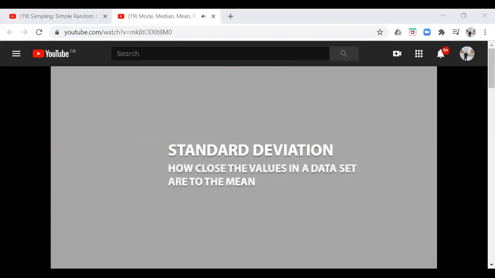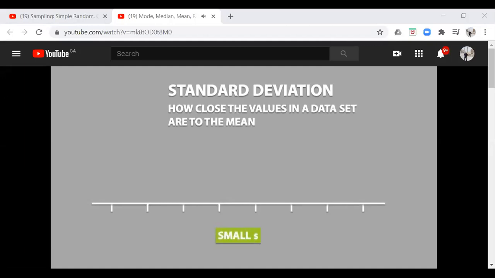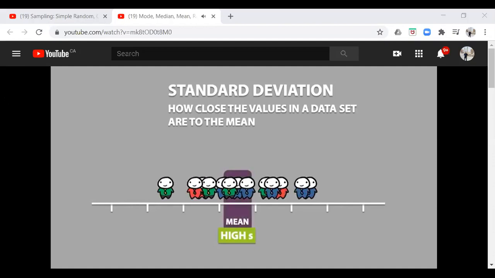The standard deviation tells us how close the values in a dataset are to the mean. For example, a small standard deviation indicates a small amount of variability for a given dataset. In other words, there will be a lot of values that are closer to the mean, which makes the distribution less spread out. In contrast, a high standard deviation indicates a high amount of variability for a given dataset. In other words, there will be a lot more values that are farther from the mean, which makes the distribution more spread out.